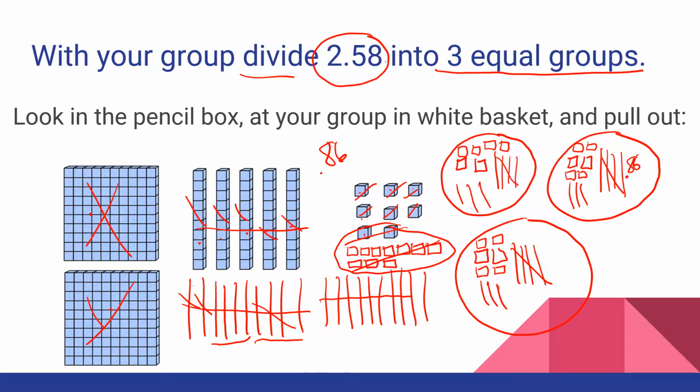Okay? Kind of messy, a little confusing, but really you're just taking all these little hundredths and putting them into groups, but you're doing it by the biggest size you can. If I can put a 10, or a 100, a flat, anything I can put in those 3 equal groups, that's what I'm trying to do. Okay, so let's practice.